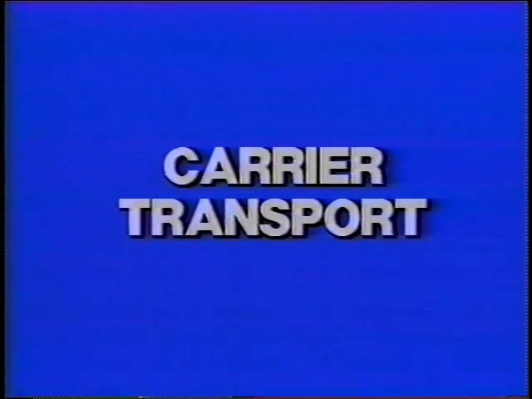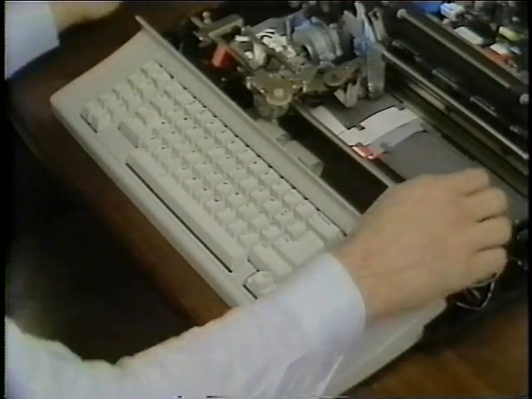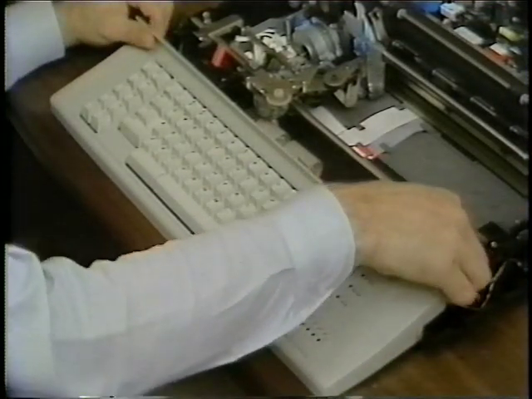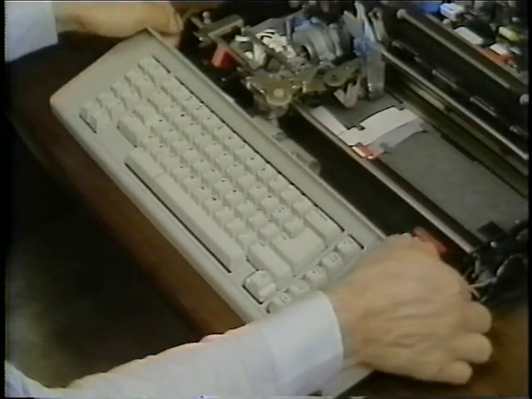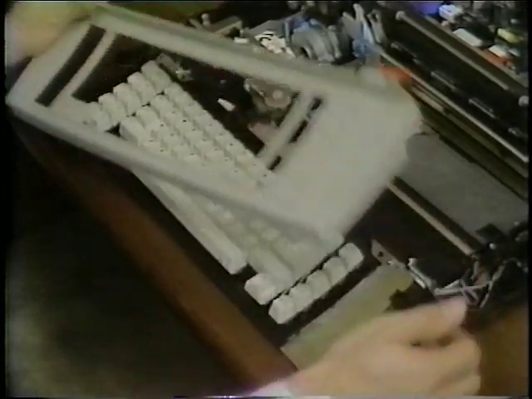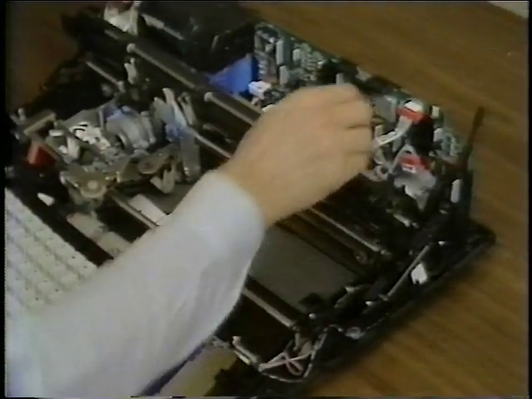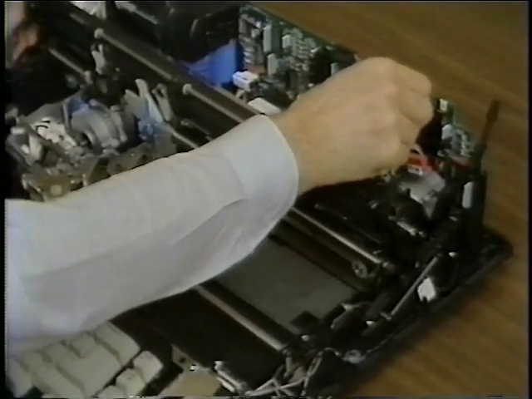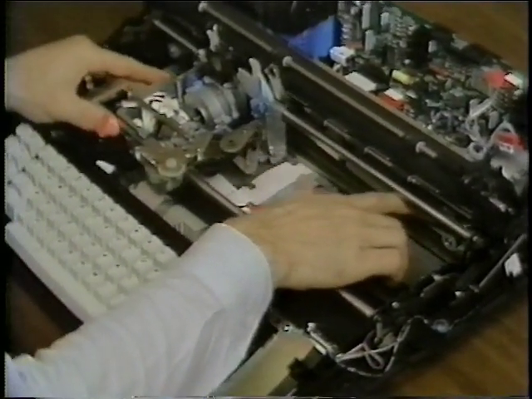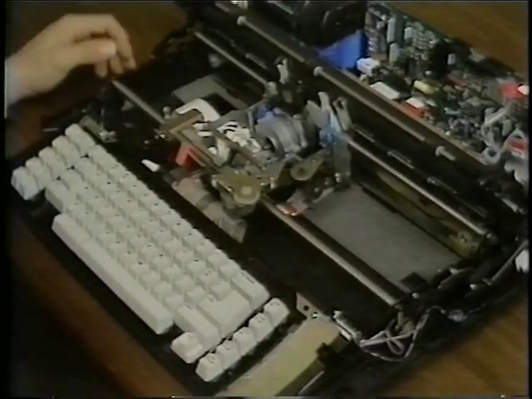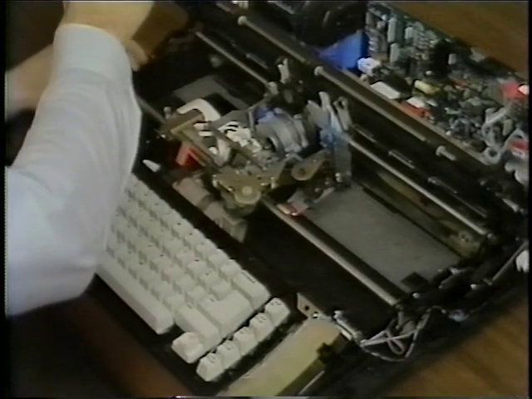Let's see how we remove the transport motor bracket. Start by removing the keyboard cover. The keyboard cover removal procedure will be discussed in detail later in your training. Next, disconnect the transport motor connector J2P from the printer board. Then, roll the transport belt off the drive pulley.